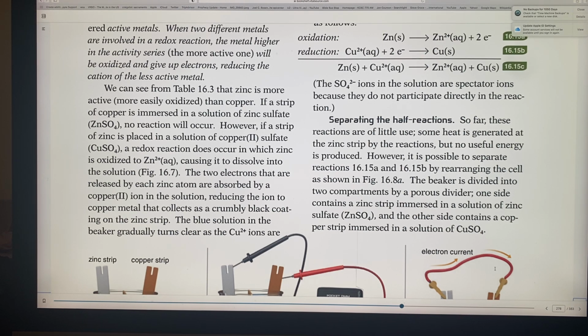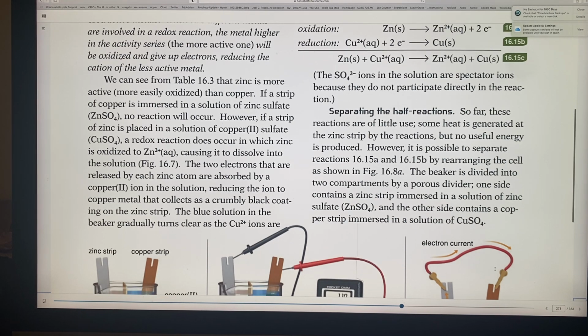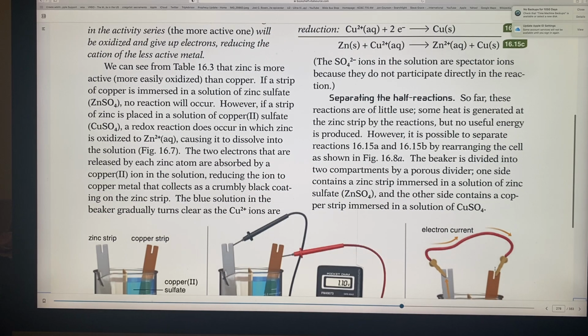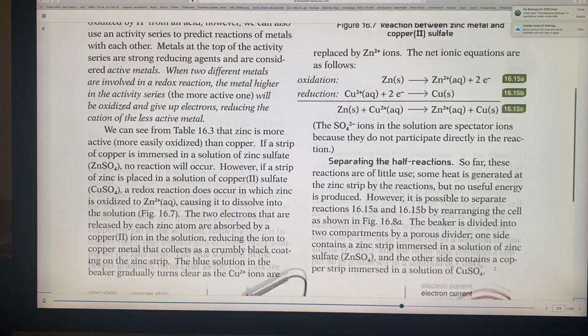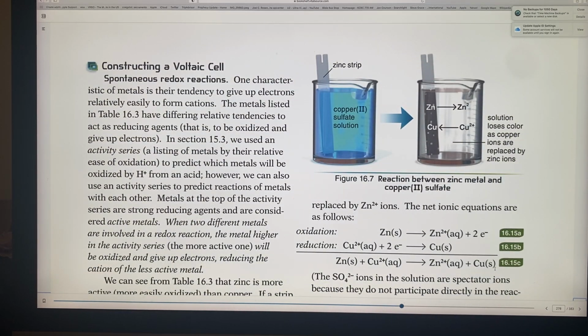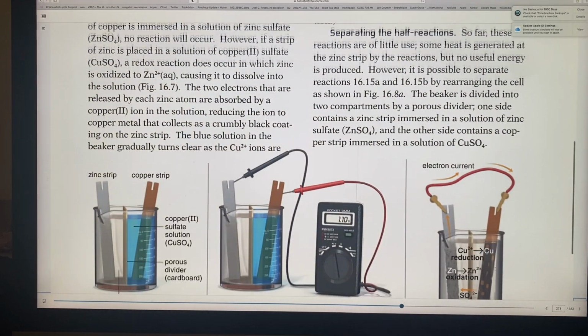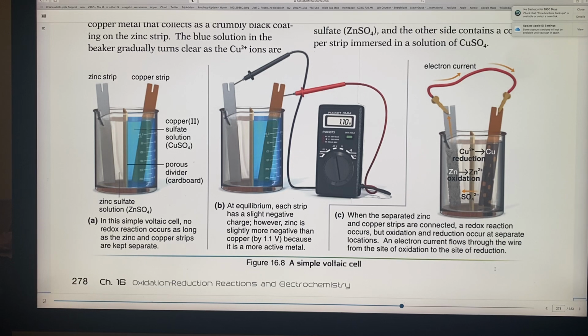The beaker is divided into 2 compartments by a porous divider, and one side contains zinc immersed in a solution of zinc sulfate, and the other side contains copper. The same type of procedure here. Now we're going to put in a battery. So let's see how it goes. Here we have the pictures, so you can go along with the pictures.